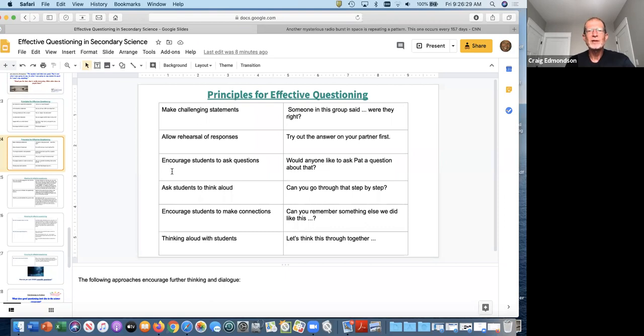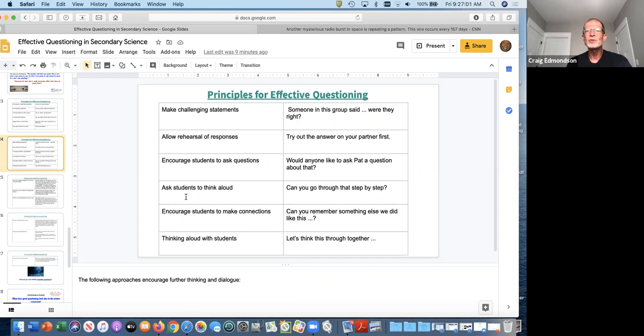We touched on this before. Encourage students to ask questions. So students providing an answer, again, this avoids the ping pong effect, a student-to-student response. Would anyone like to ask Pat a question about that? And then Pat can provide clarifying details. Or maybe Pat is not totally sure on where his or her answer was going, so somebody else can blend into the conversation and it drives the conversation further in the classroom.